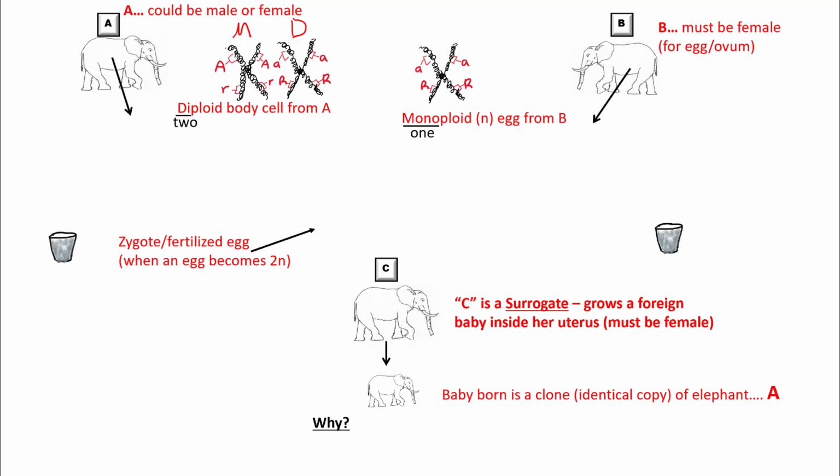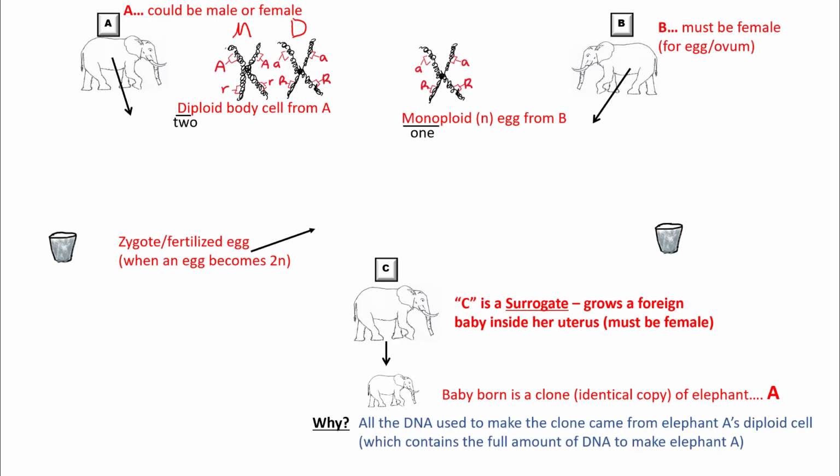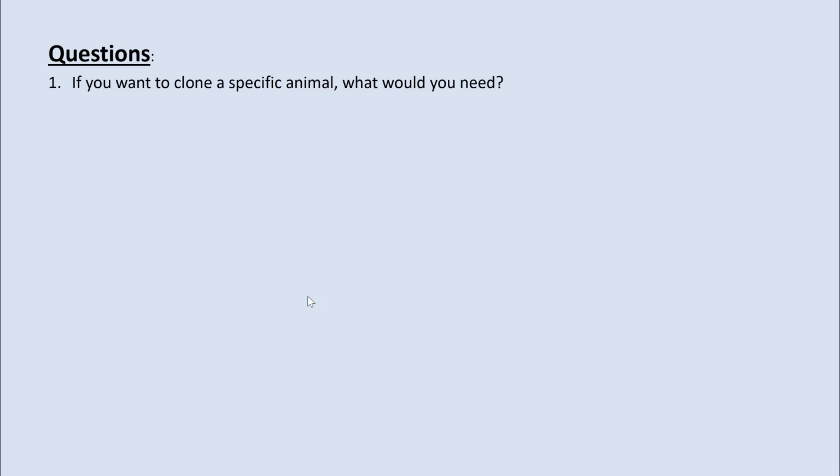And the reason, we kind of said this a little bit, is that all the DNA that's used to make the clone came from A. It came from A's diploid cell, which is the full amount of DNA shown in the pictures above of the chromosomes. Question. If you want to clone a specific animal, what do you need?